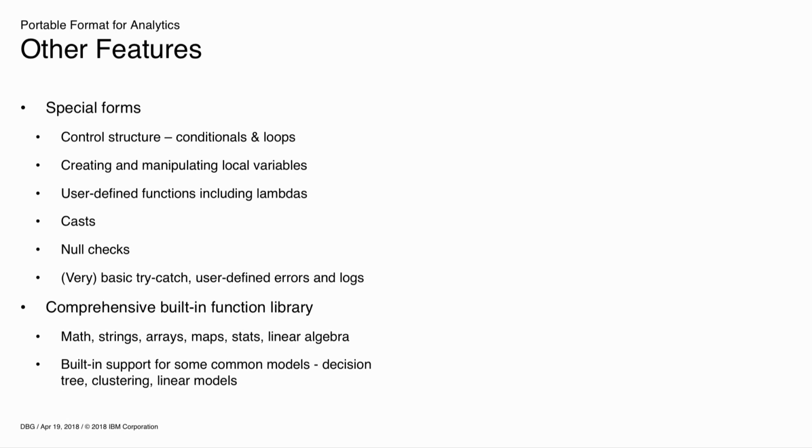It has some built-in help for common models, particularly trees. So it's certainly possible to just do it in raw PFA, but it becomes very verbose. So they just provide some helper functions there to do some of the common things, like find the nearest cluster in a clustering model, walk a decision tree model, or a set of decision tree models for an ensemble, compute a linear model, and so on.